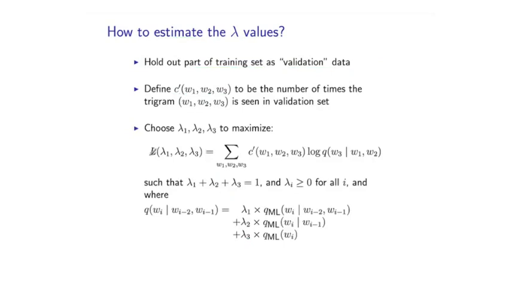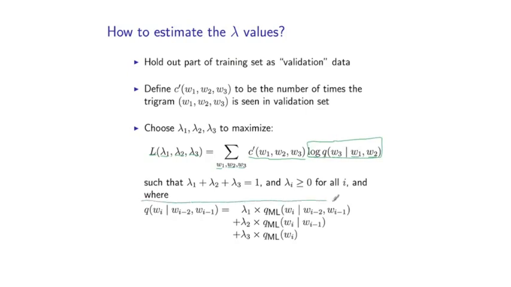We're going to define a function L, which is a function of our three parameters, which basically measures how well our model fits the validation data. So L is defined as follows. We have a sum over all trigrams w1, w2, w3, and then here I have c-prime. So this is going to be the number of times this particular trigram is seen in the validation data. Many of these counts, of course, are going to be 0. And then over here I have log of q of w3 given w1, w2. So this is my parameter estimate for this particular q.